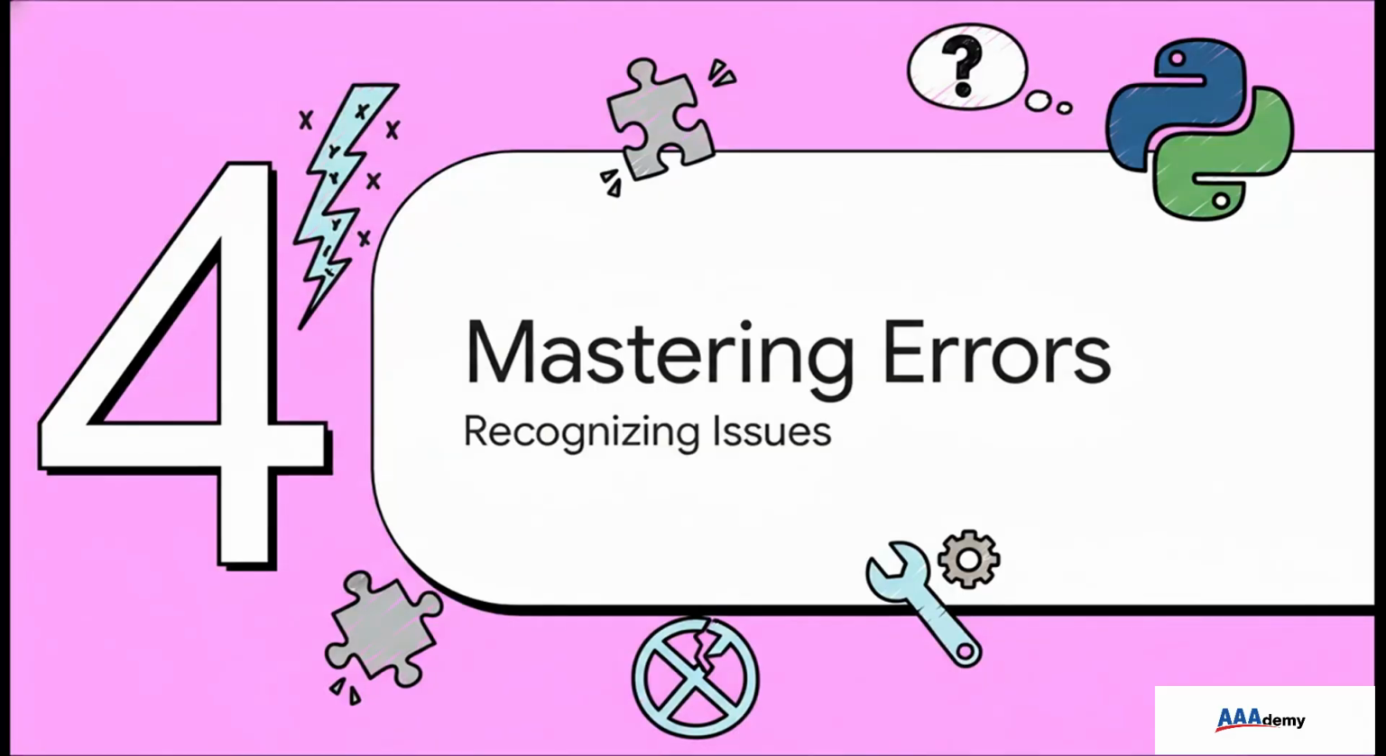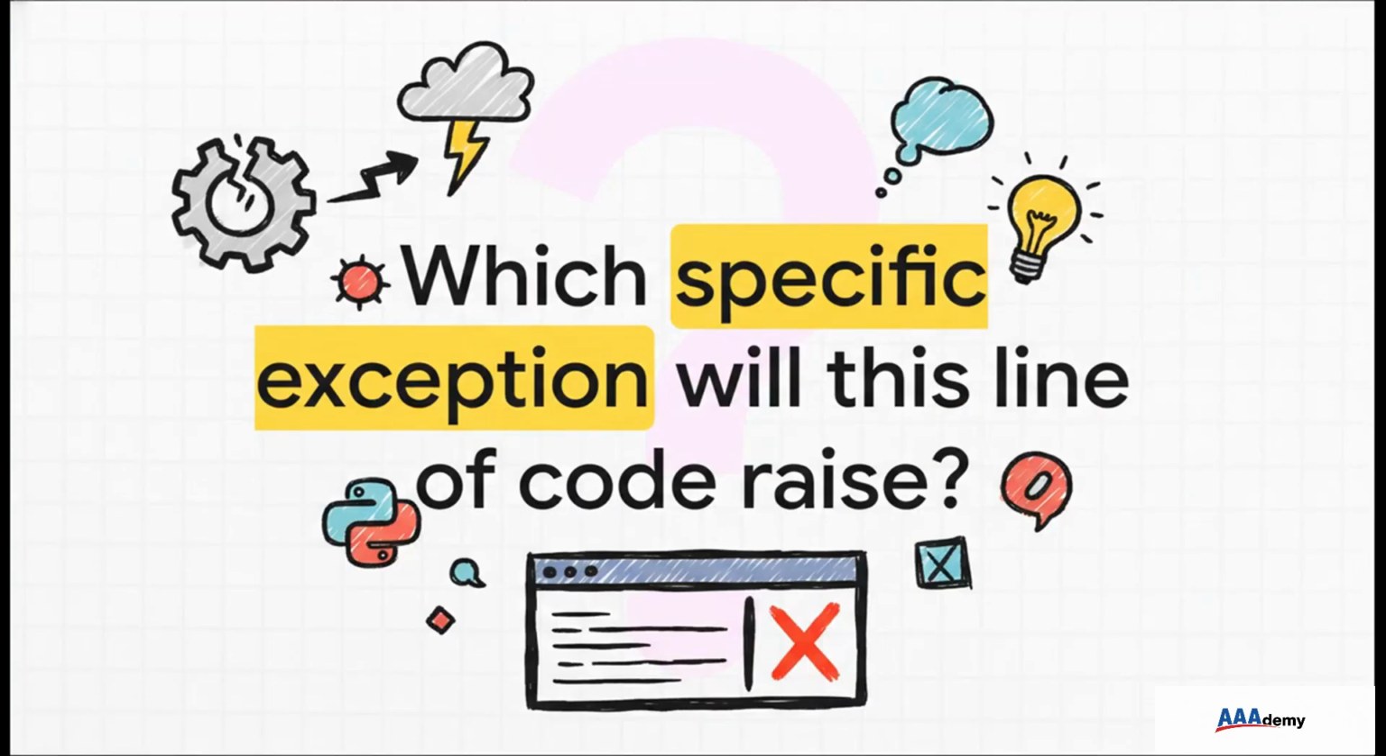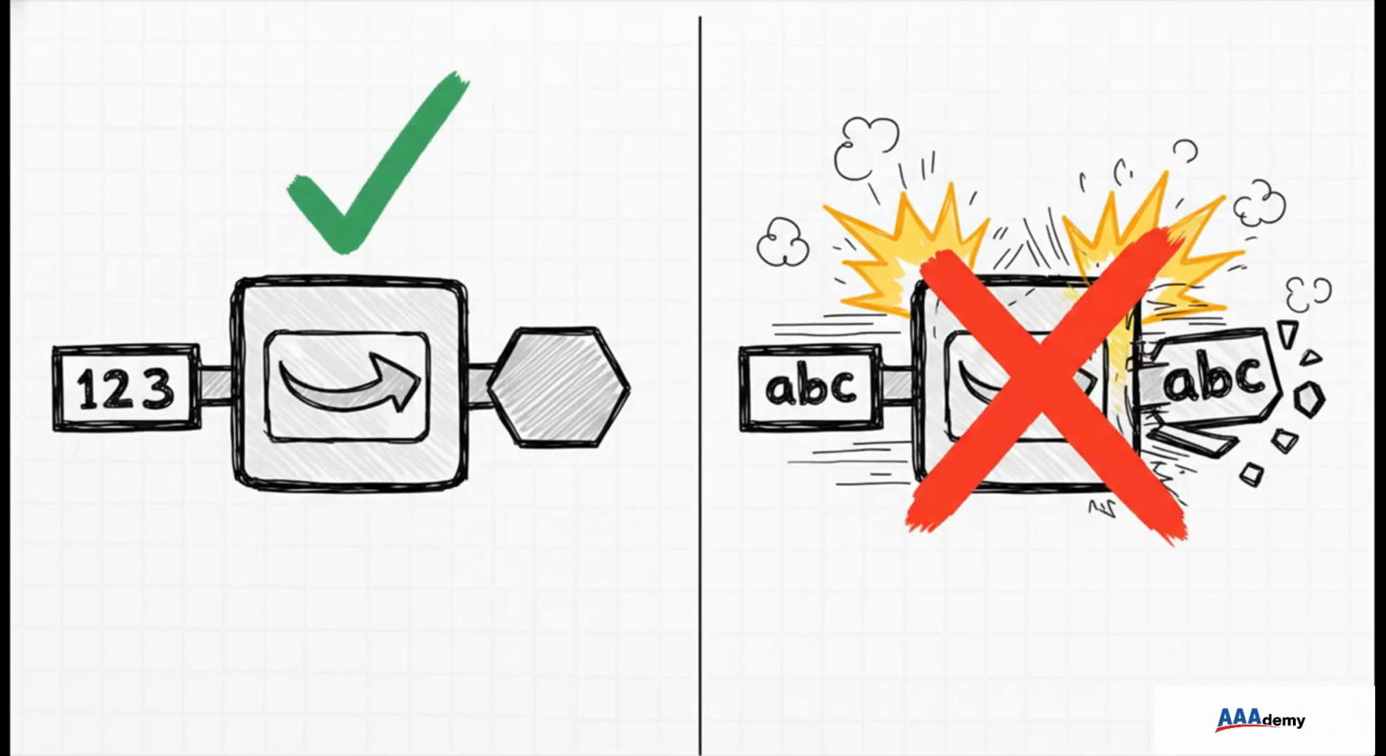So, catching errors is one thing, but to do it like a pro, you really need to know what kind of error you're dealing with. Knowing the names of the most common exceptions is a core skill for any Python developer. So, let's do a quick pop quiz. First up, take a look at this line of code. It's a classic. We're trying to divide by 0. What's the specific name of the exception that Python is going to raise here?